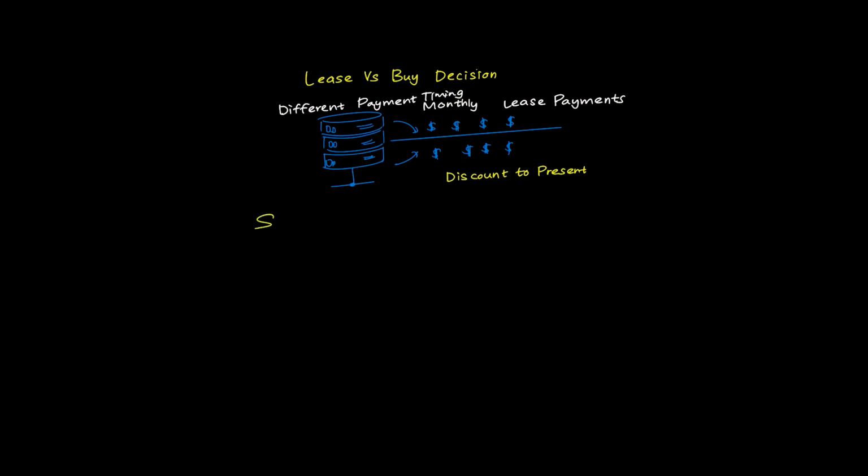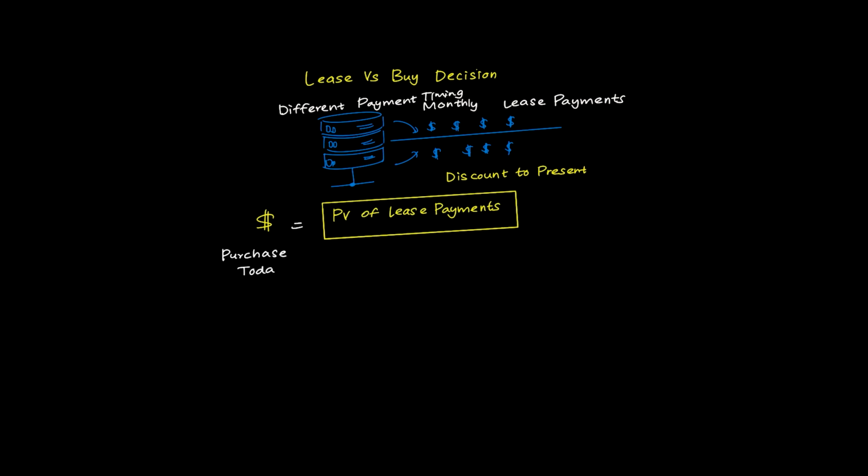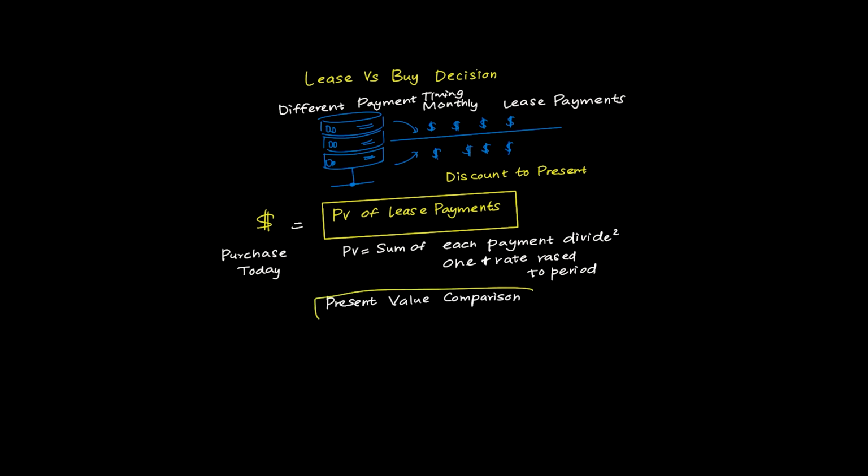You can't just add up the lease payments and compare to the purchase price, because that ignores the time value of money. The answer is present value comparison. Here's what you do. Take all the monthly lease payments expected over 5 years, discount each one back to present value using an appropriate interest rate, and sum them up. This gives you the present value of the lease option. Then compare this present value directly to the upfront purchase cost, which is already in present value terms. Now you can make an apples-to-apples comparison.